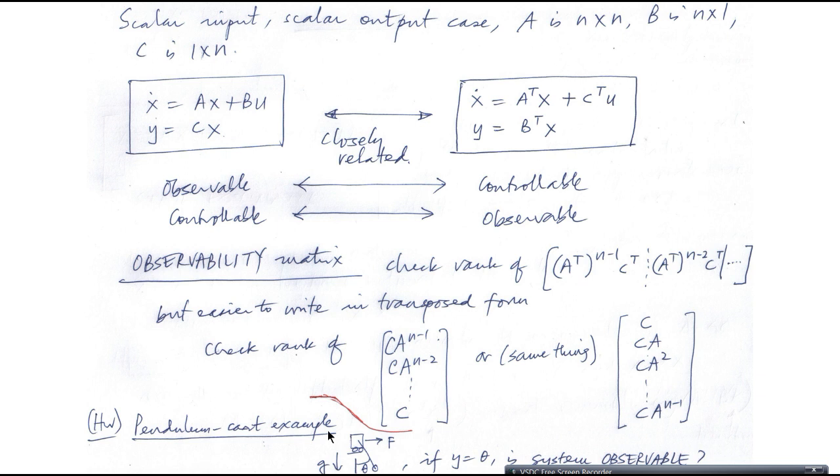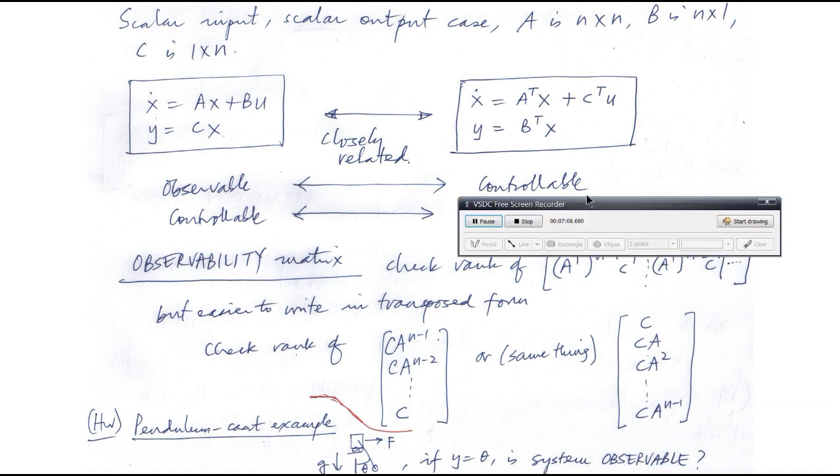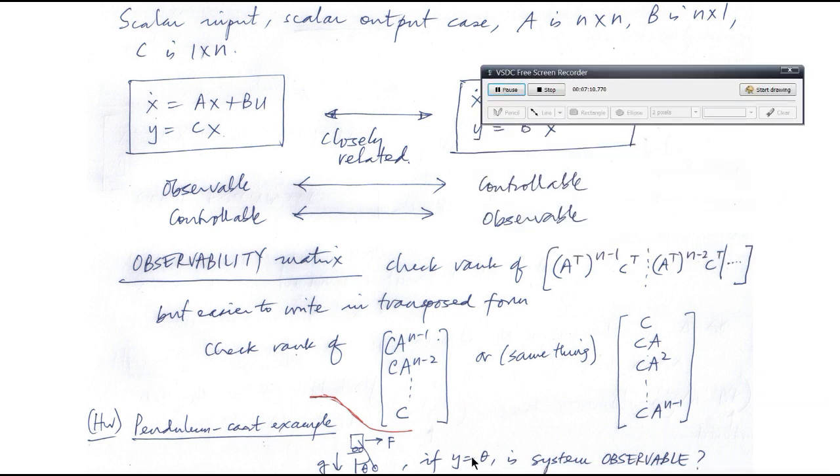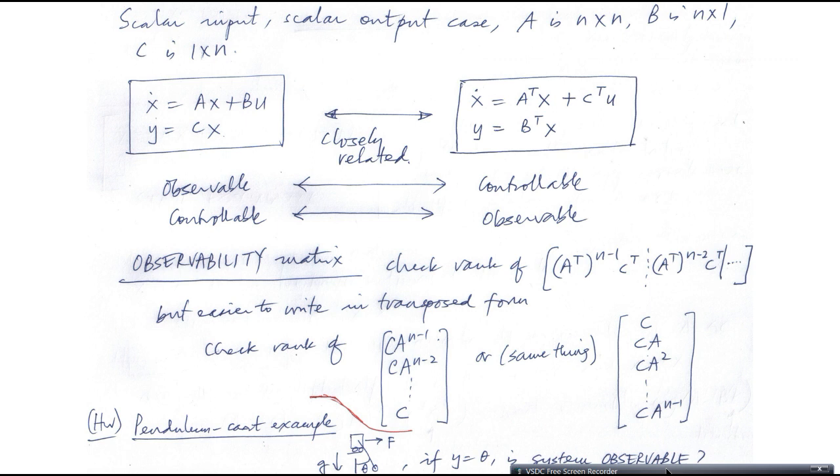So remember the pendulum cart example, right? So if y equals theta, that means the state vector x, x dot, theta, theta dot is not measured, only y equals theta is measured. Is the system observable? Okay, that is the question.